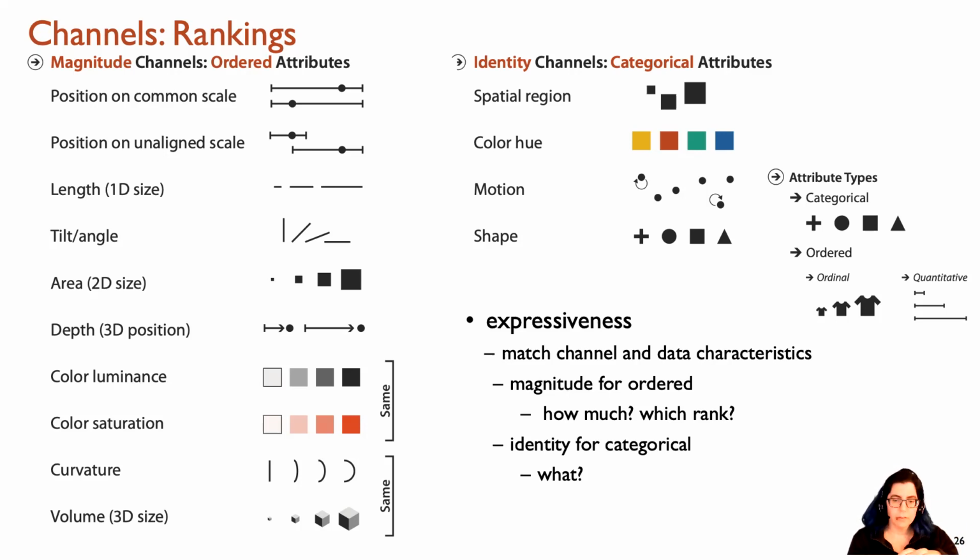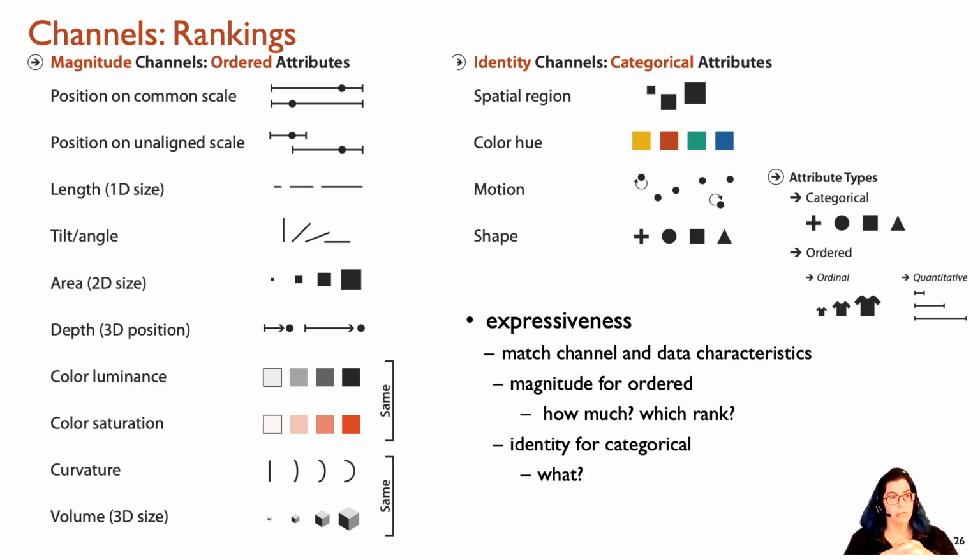Now, in contrast, the ones on the right side, the identity channels, these are a really good match for categorical attributes. These really help answer questions about what, what color is that? What motion is that? What shape is that? What region is that? So there's this real distinction between how much perceptual channels and what perceptual channels. And the key thing with the expressiveness principles is you've got to match these up.